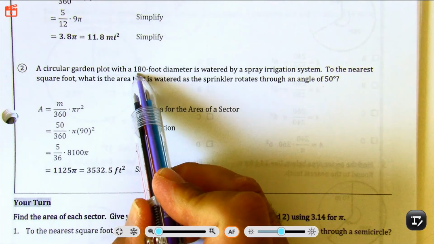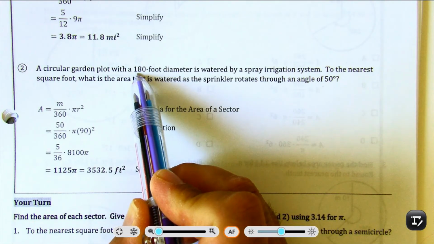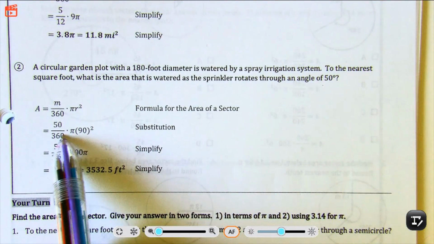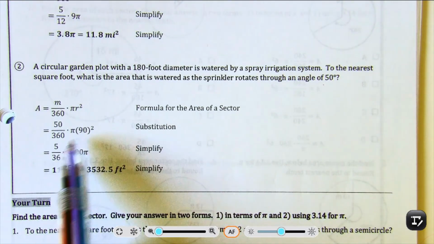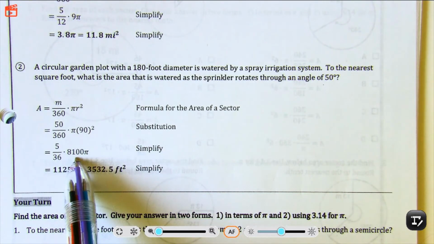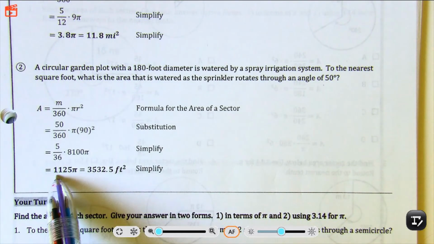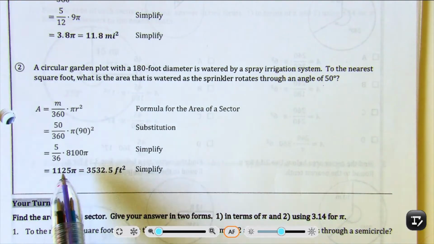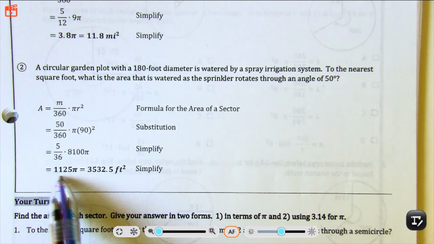So 50 over 360 times pi r squared. Then just doing some basic math, 90 squared is 8100. 8100 times 5 divided by 36 gives you 1125 pi. Then multiply 3.14 times 1125, and you end up with 3532.5. So all of this could be just done in the calculator in one step.